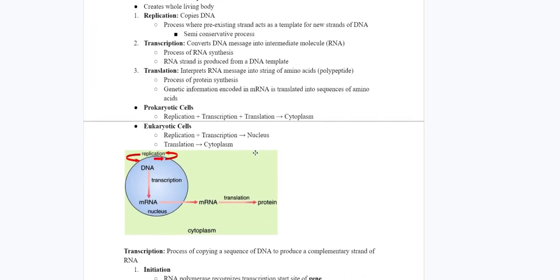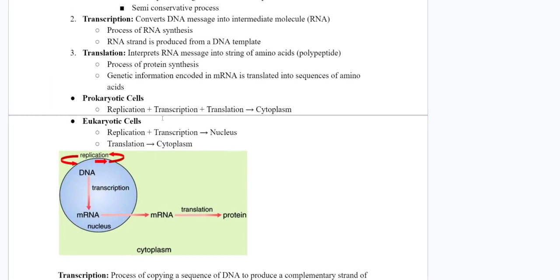Now, the thing is, there are prokaryotic cells and eukaryotic cells. Prokaryotic cells are single-celled organisms, while eukaryotic cells are like human beings. We have multiple cells, and we need multiple cells to live. Each cell has a different function. So in prokaryotic cells, all of these stages happen in the cytoplasm: replication, transcription, translation, all in the cytoplasm. Whereas for eukaryotic cells, only replication and transcription happen in the nucleus, while translation happens in the cytoplasm.